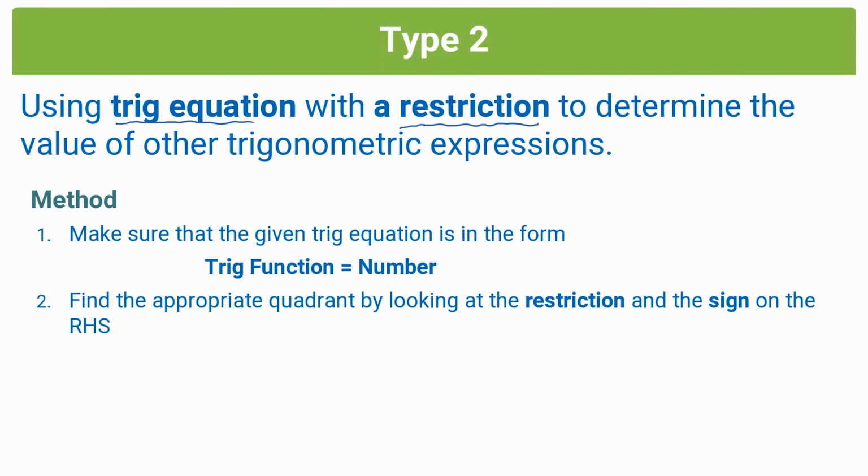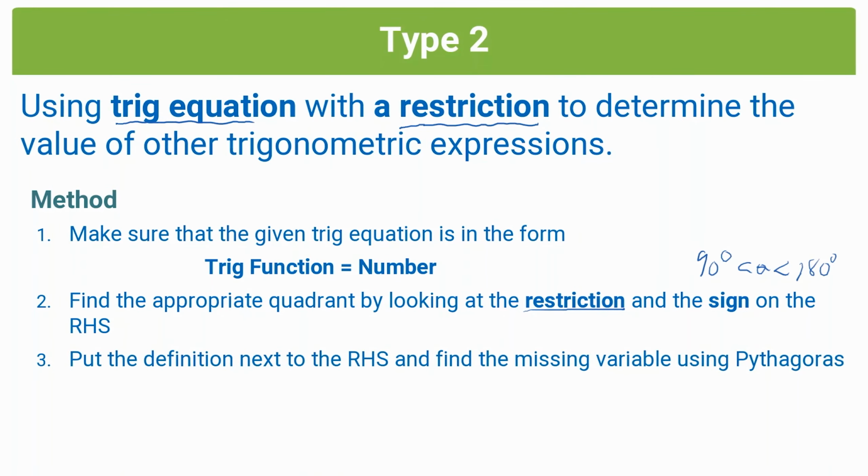The second step is to find the appropriate quadrant by looking at the restriction and the sign on the right-hand side. So we've already done a little bit about restrictions, and we showed how if something is between 90 and 180, it lies in the second quadrant. So you're going to use the restriction to find the quadrant you're working in.